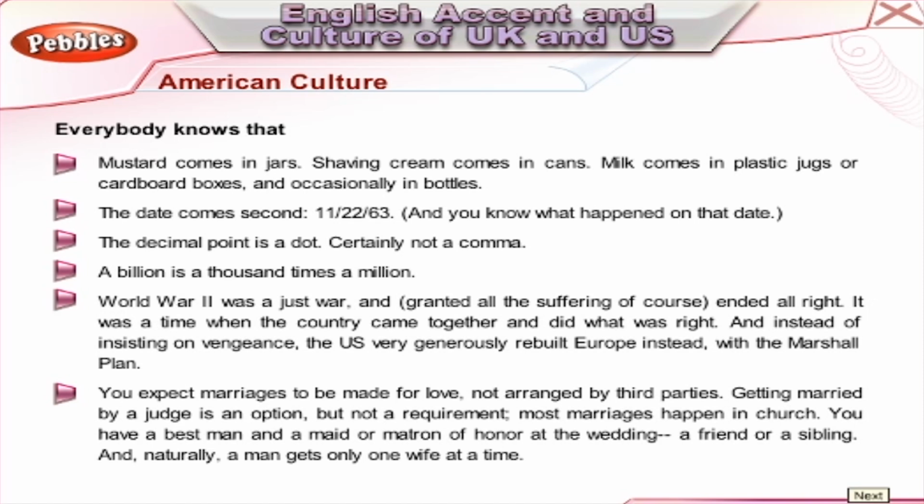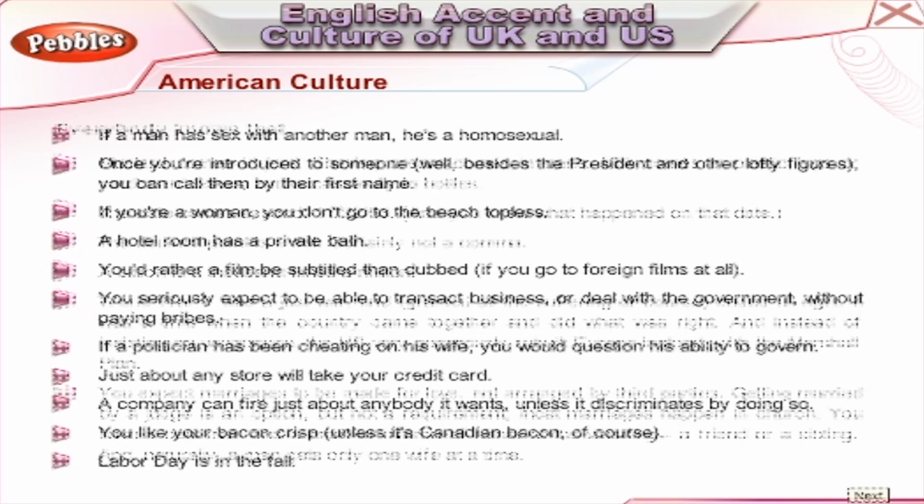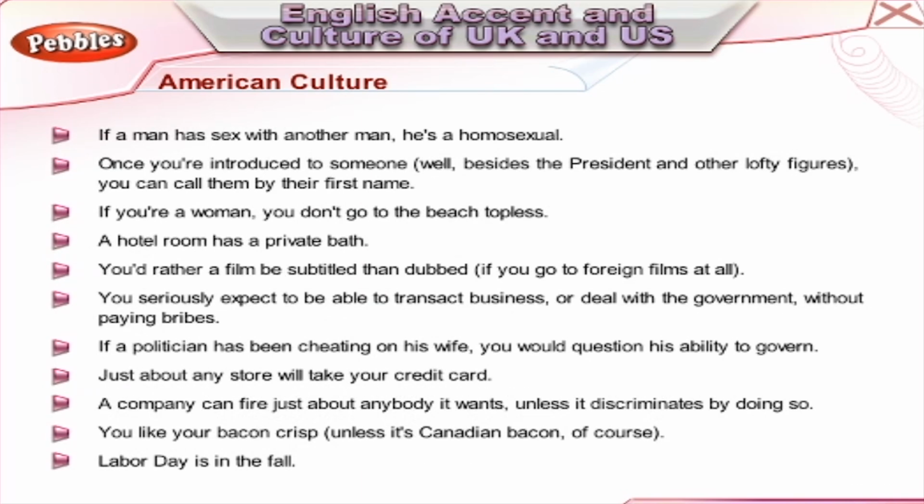You expect marriages to be made for love, not arranged by third parties. Getting married by a judge is an option, but not a requirement. Most marriages happen in church. You have a best man and a maid or matron of honor at the wedding, a friend or a sibling. And naturally, a man gets only one wife at a time. If a man has sex with another man, he's a homosexual.